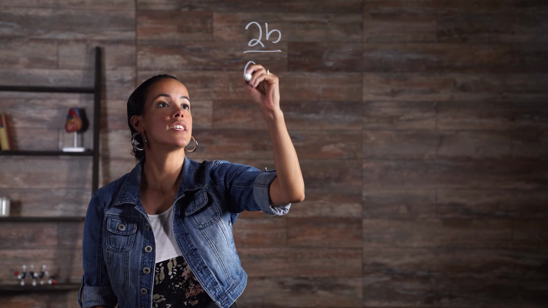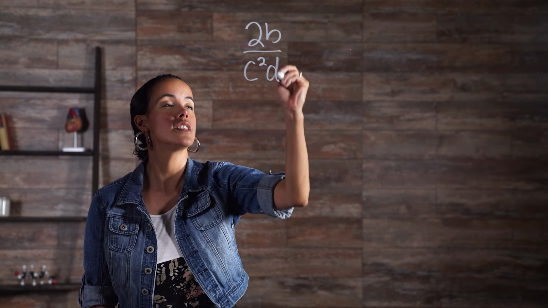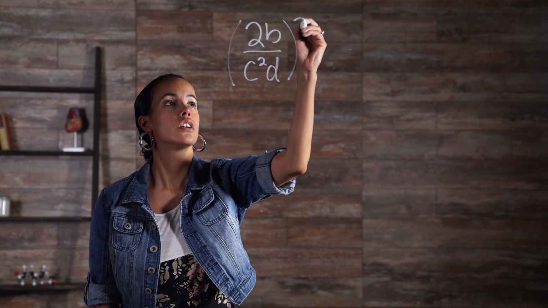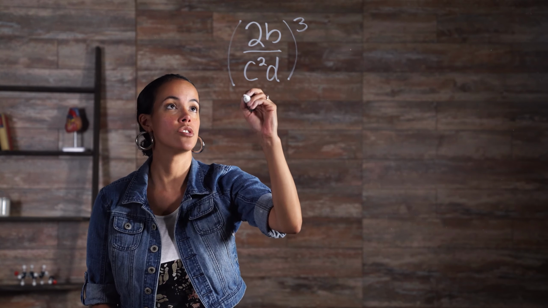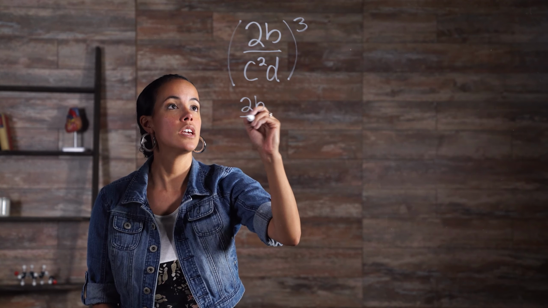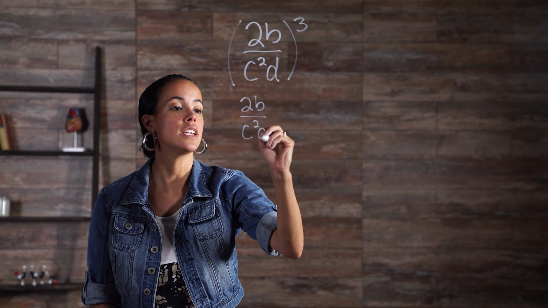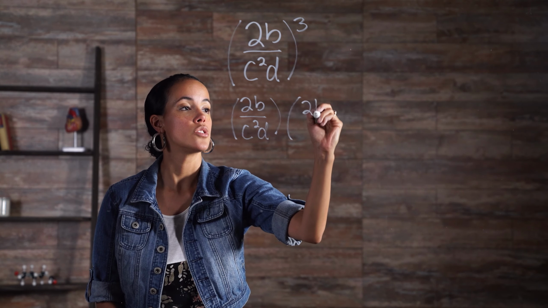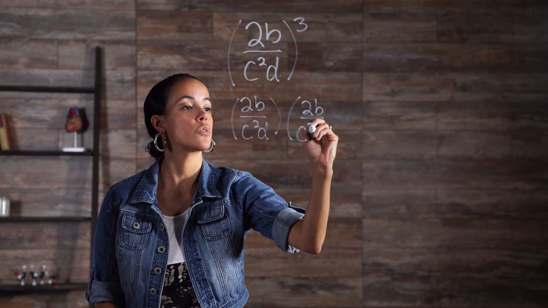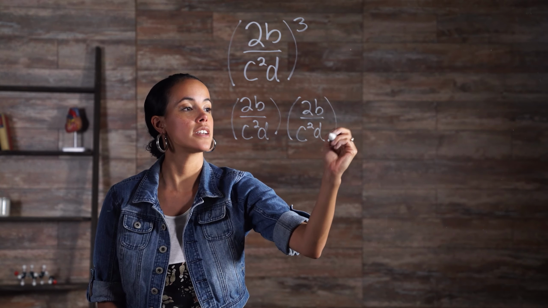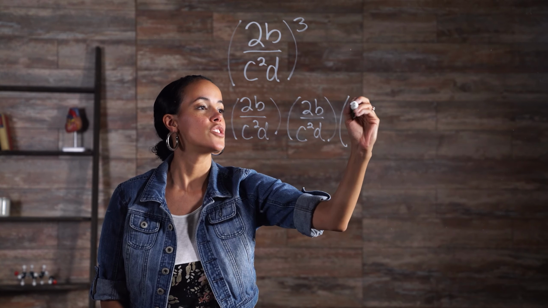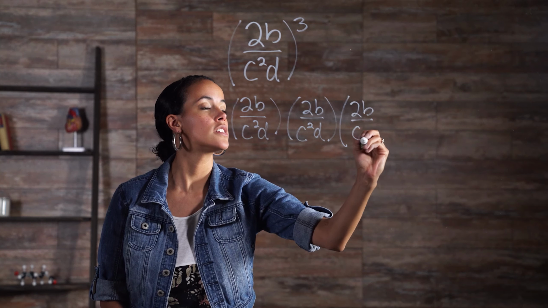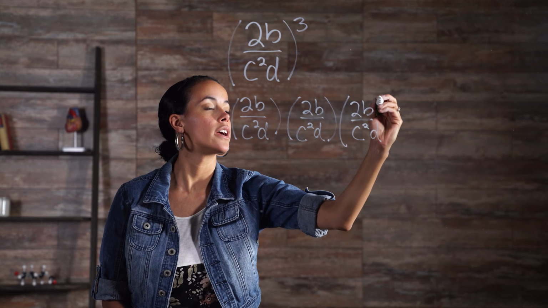2b over c squared d cubed expands to 2b over c squared d times 2b over c squared d, one more time, 2b over c squared d.